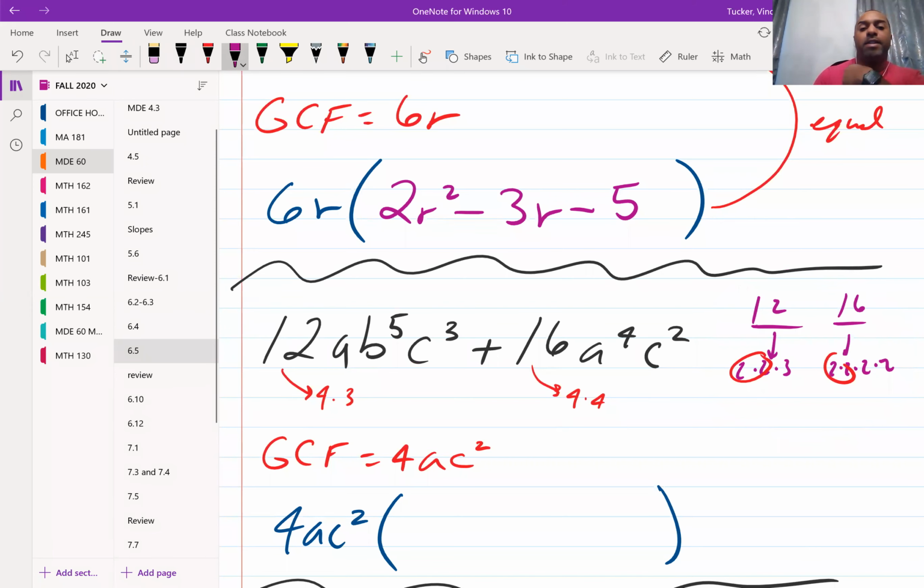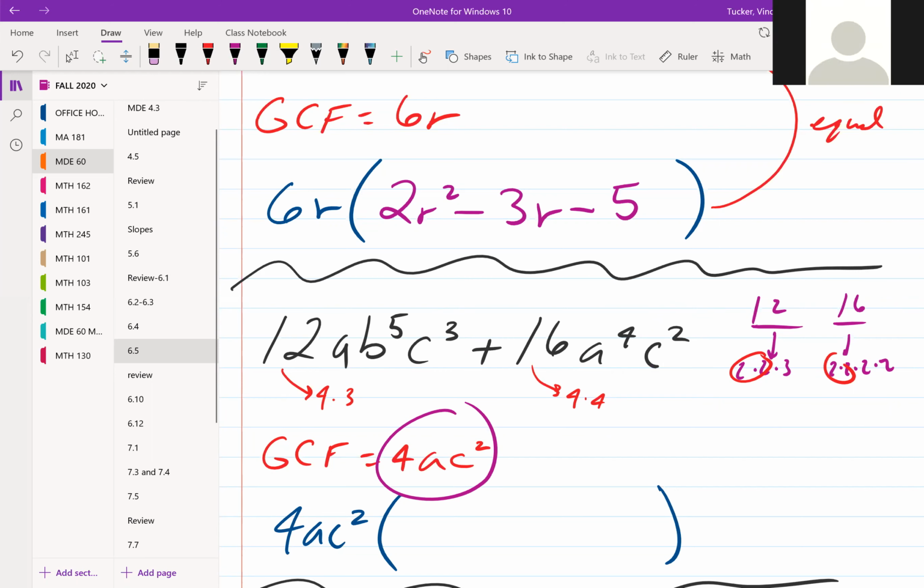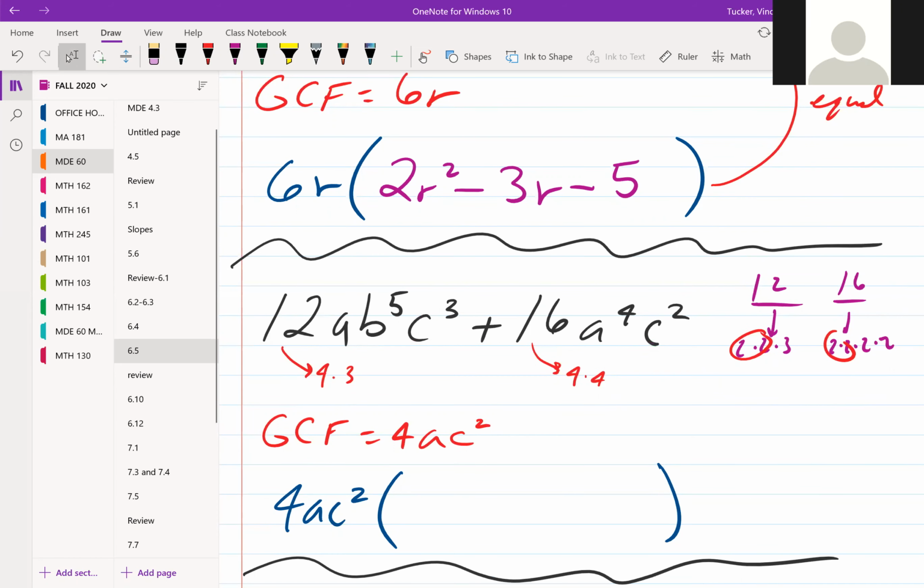So now we're looking at a's. We have an a right here and 4 a's right here, so at the most we can pull out is the 1 a. Now notice there is not a b in both terms, so we can't use b as a part of my greatest common factor. And then we have 3 c's here, 2 c's here, so the most you can pull out is 2 c's. And so that's why my GCF is 4ac squared. Okay, so when you can't pull out the number, you just leave it there. Right.